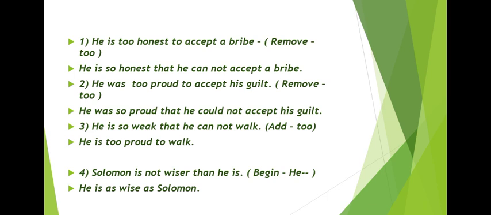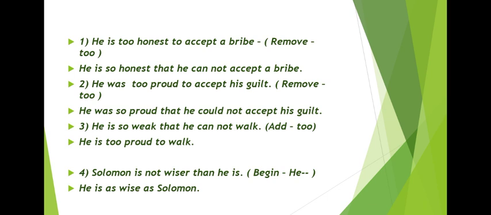Next sentence: He was too proud to accept his guilt. Now even in this you have to do the same thing. Remove "too". Again, in place of "too" you have to use "so". In place of "to" you have to use "that". After that, subject, and "was" indicates that the sentence is in past tense. Therefore, you cannot use "cannot". Instead, you have to use "could not". Look how I have changed: He was so proud that he could not accept his guilt.